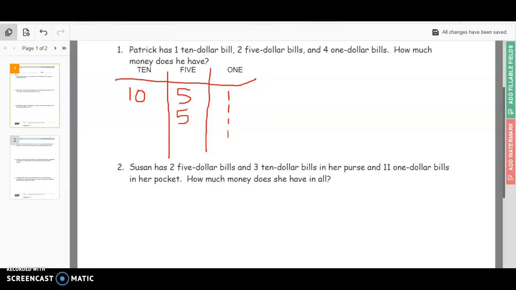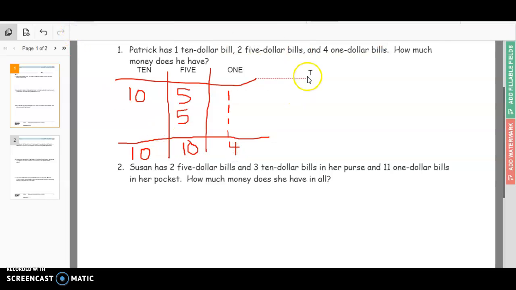Now I'm going to go back and I'm going to add each column to find the total for that column. So I have a total of 10 here because there's only one 10, which is equal to 10. I have two 5s. I know that 5 plus 5 equals 10, and if I didn't know that, I could just count by 5s. So 5, 10. I'm going to write that down here. And then I'm just going to count how many ones I have. I have 1, 2, 3, 4, so I have a total of 4 here.